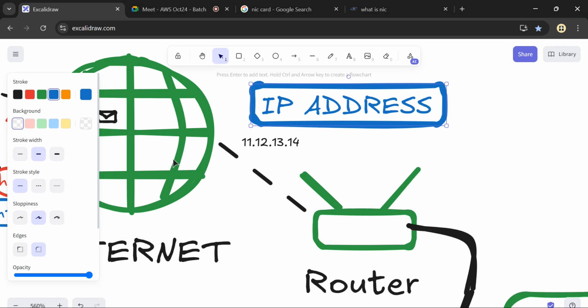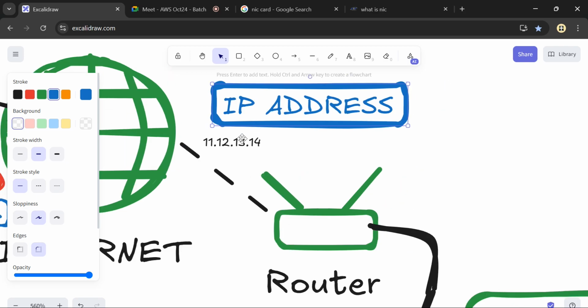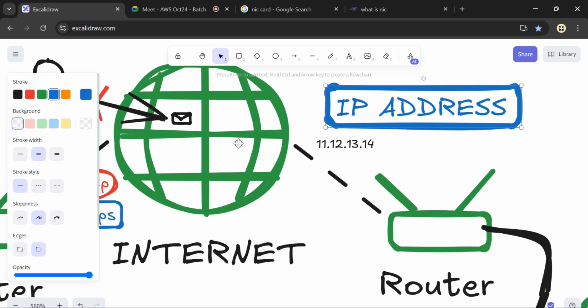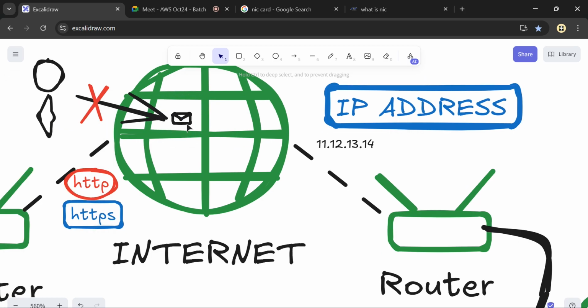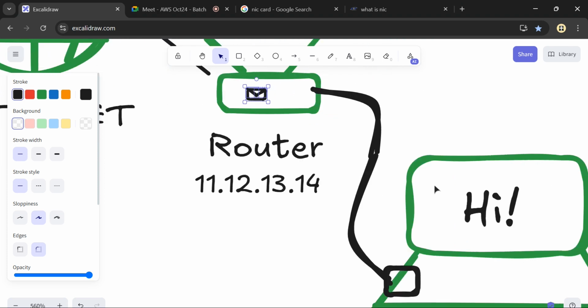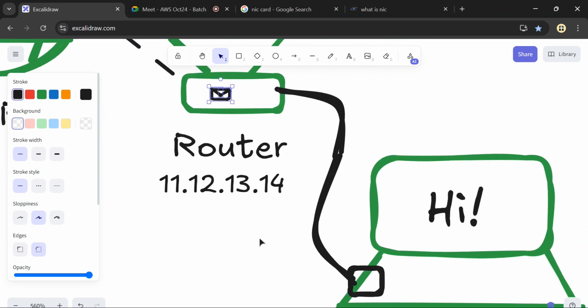The reason why the internet is able to reach your router is because of the IP address. Okay, so it knows your number. Now let's say if I want to call you, I will need your mobile number. Similarly, if the internet wants to send this message to your router, it will need your number. So it will get your number, send the message here, and from here the message will get delivered on your machine.